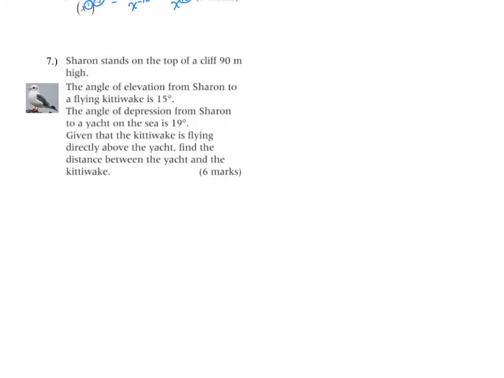Okay, in number 7, we have Sharon, who's standing on top of a cliff that is 90 meters high. Now, from there, she says the angle of elevation from Sharon to a kittiwake. I didn't know what a kittiwake was, so I looked it up and found a picture of one for you. It's a bird. Okay, so the angle of elevation from Sharon to the bird is 15 degrees. So an angle of elevation is formed by a line of sight looking up and a horizontal line. So that's our 15-degree angle.